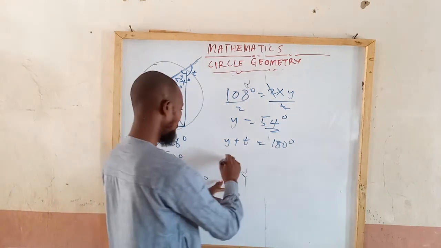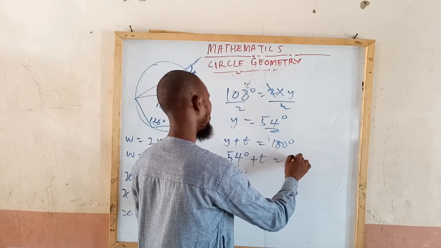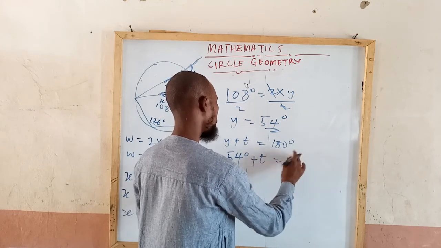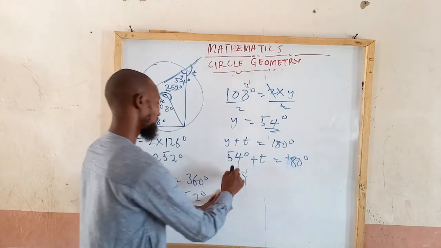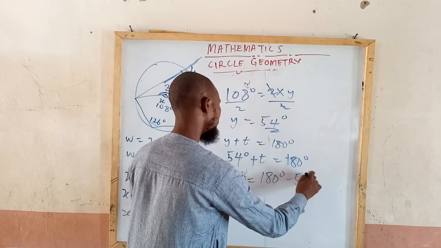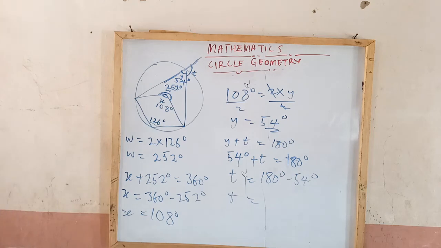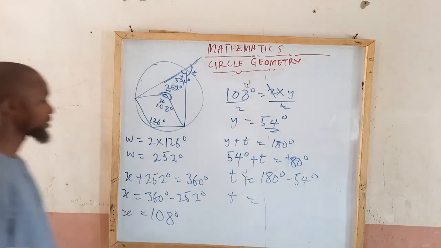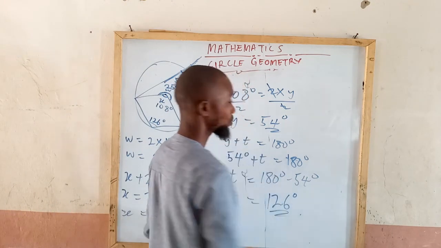So that value would have to be substituted, which means 54 degrees plus t here is 180 degrees. To get t here, we are going to collect the like terms, and t gives the value of 126 degrees. So the value of t in this case is 126 degrees.